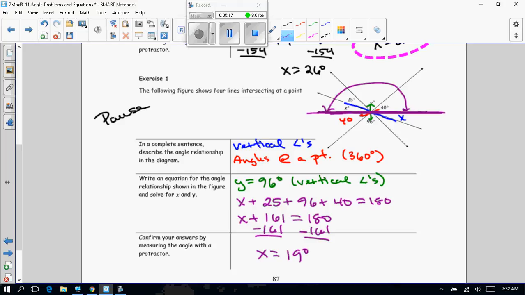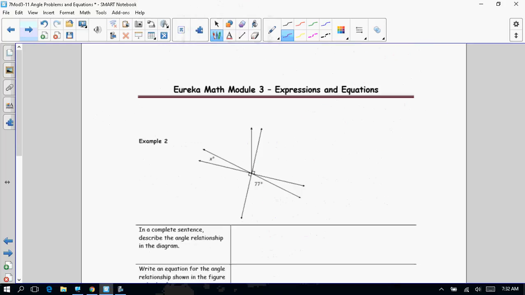All right, top of page 88. I think these are kind of fun because you always know the numbers are either 180, 90, or 360. You kind of already know what it's always going to equal, and then you just work from there. I kind of like it. It's kind of fun. I know, I'm a nerd.